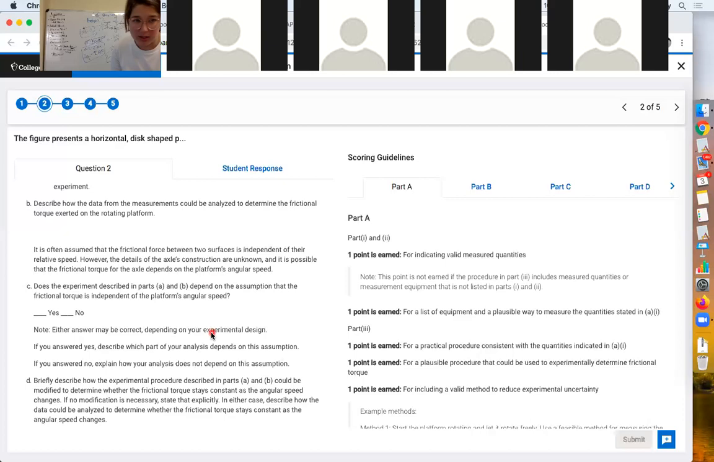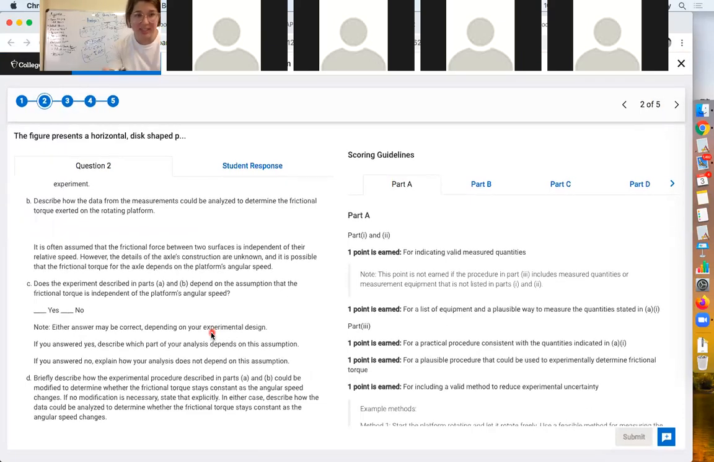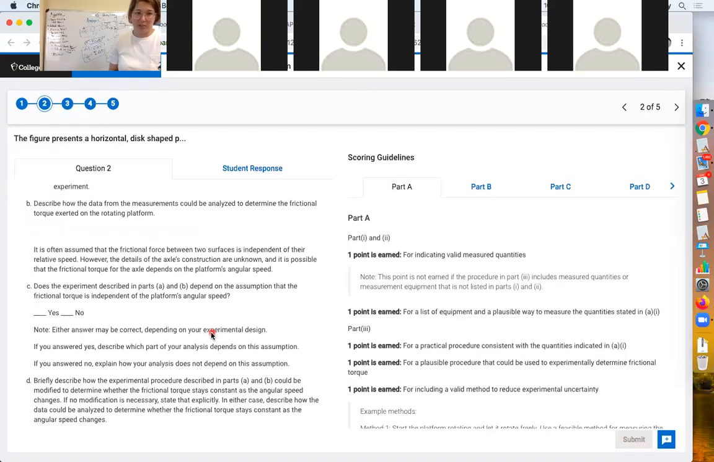All right. Good question. And then C: does the experiment described in part A and B depend on the assumption that the frictional torque is independent of the platform's angular speed? So basically this is saying, was your lab consistent? And either answer is correct, depending on your lab procedure. So basically they want to check, do you understand what your lab procedure is testing?